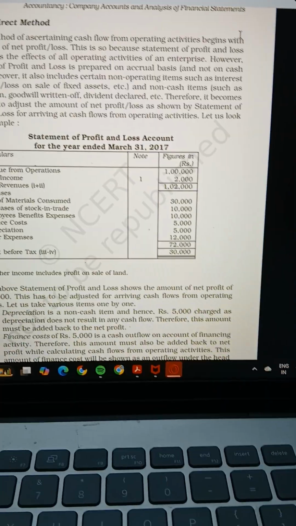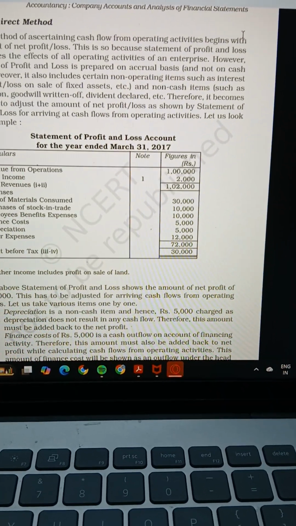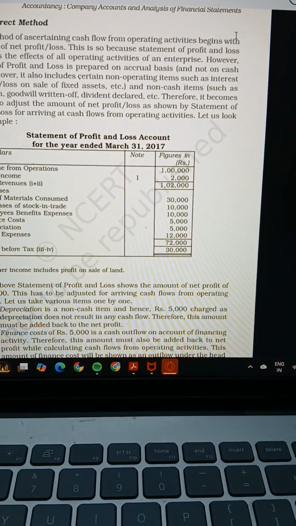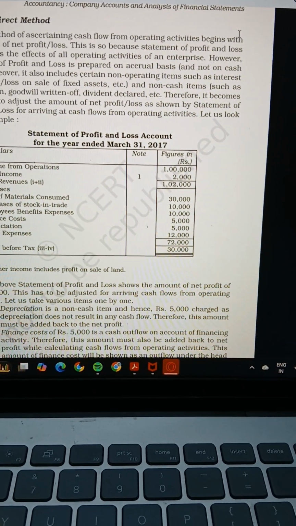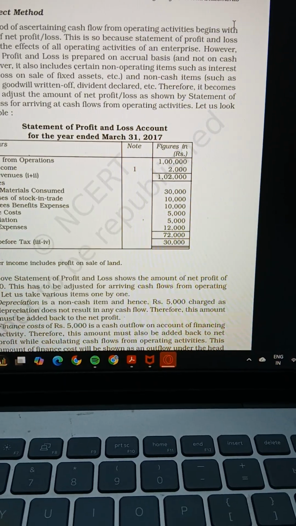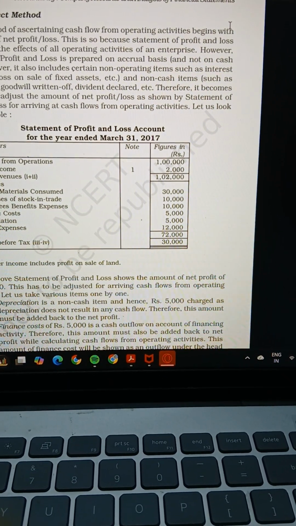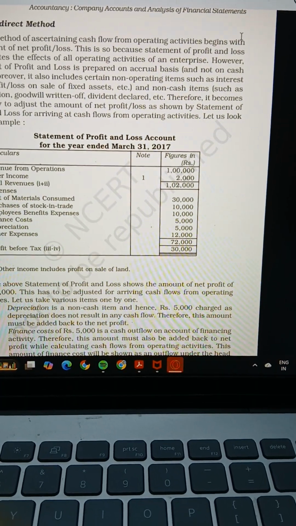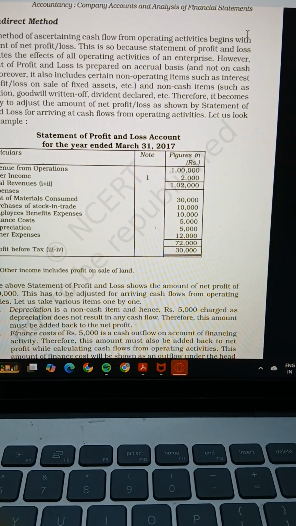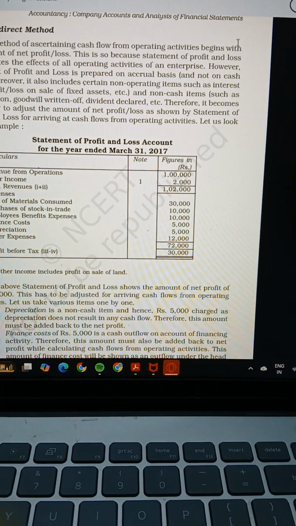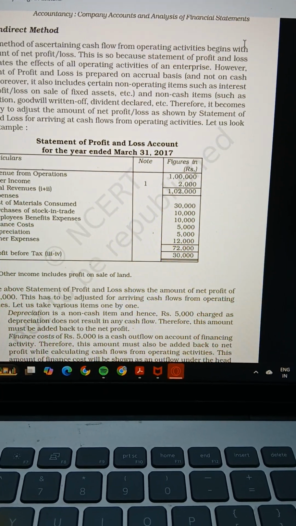The indirect method of ascertaining the cash flows from operating activities begins with the amount of net profit or loss. This is so because the statement of profit and loss incorporates the effects of all the operating activities of an enterprise. However, the statement of profit and loss is prepared on accrual basis and not on cash basis.